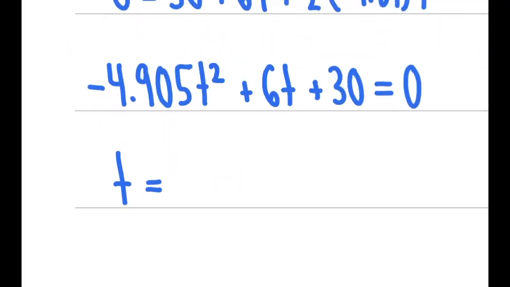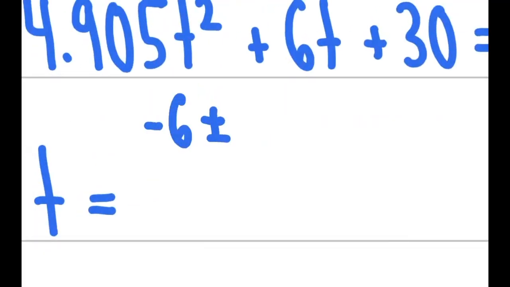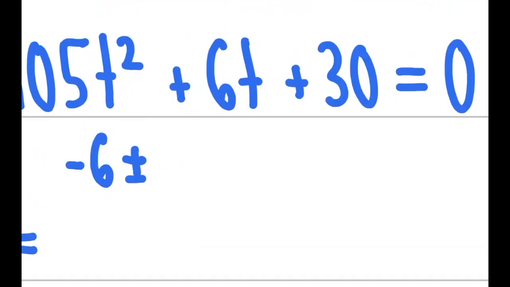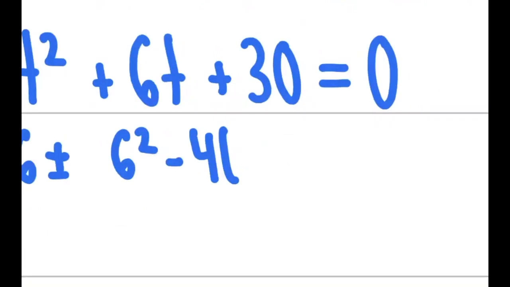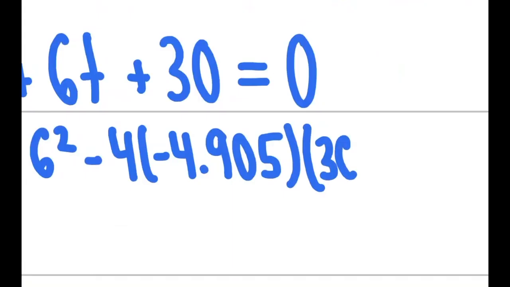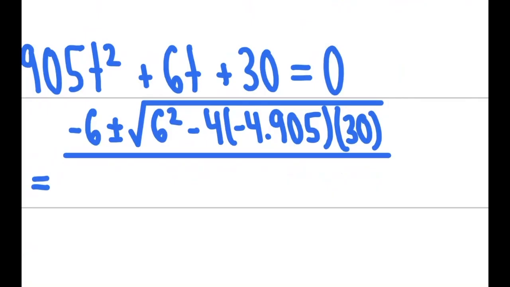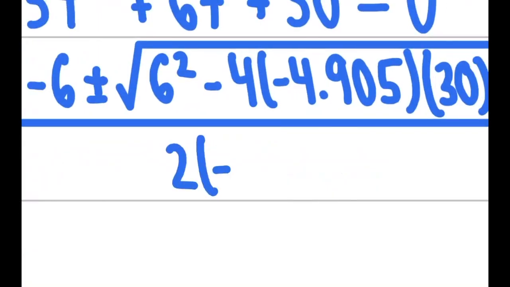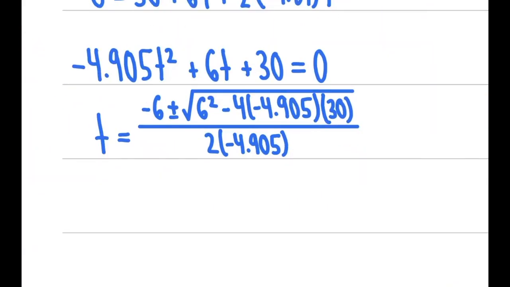Yeah, so let's plug it in. So t equals negative b, so that's negative 6, plus or minus the square root of b squared, so that's 6 squared, minus 4a, which is negative 4.905, times c, which is 30, and now I'll put the square root, all over 2a, so 2 times negative 4.905. When you put this all in your calculator, you're going to get two solutions.